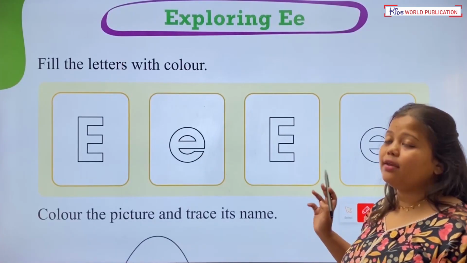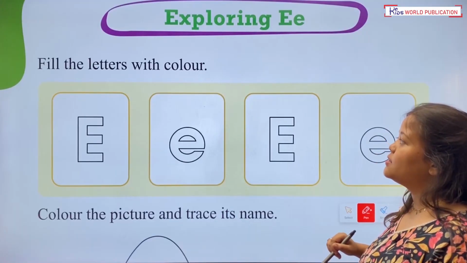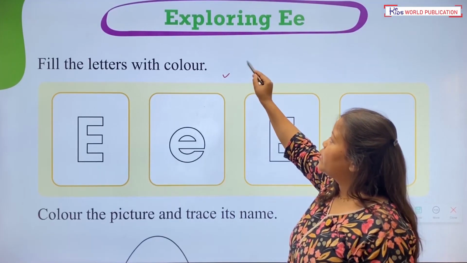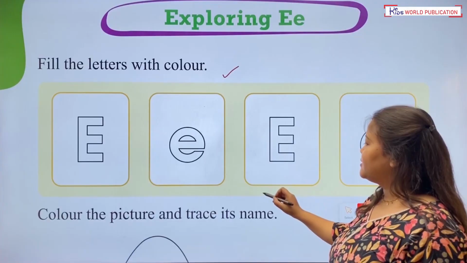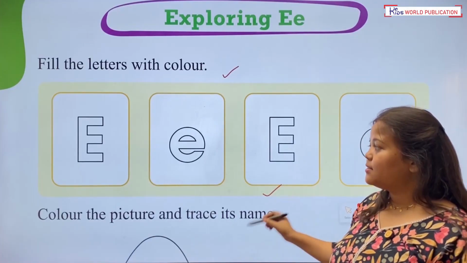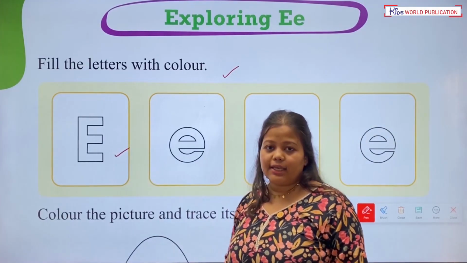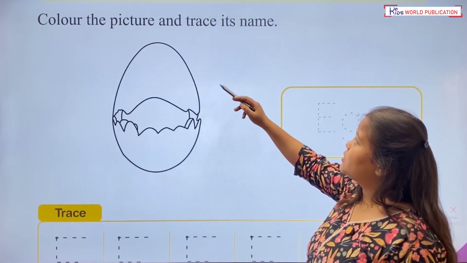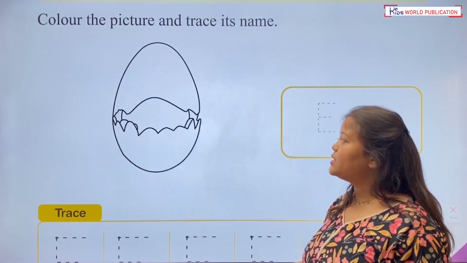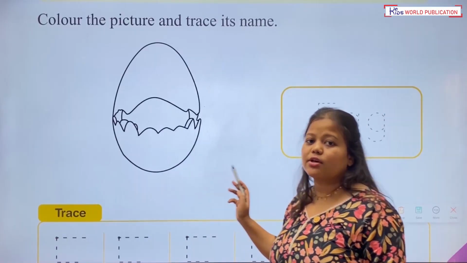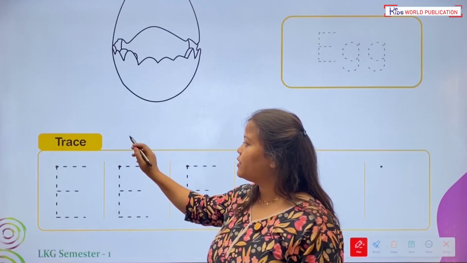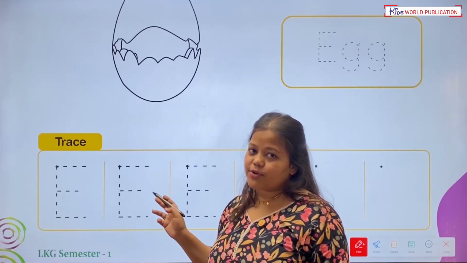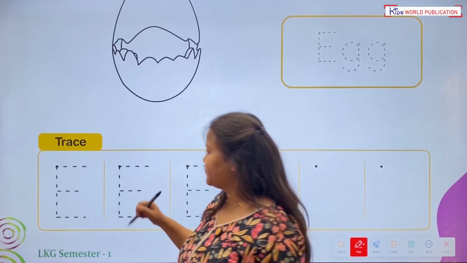Exploring E. Fill the letters with color. So kids, you will fill the given letter in your favorite colors. This is capital E and this is small e. Color the picture and trace its name. So kids, you will color this given picture and also trace its name. Trace. So kids, let's trace the alphabet E.